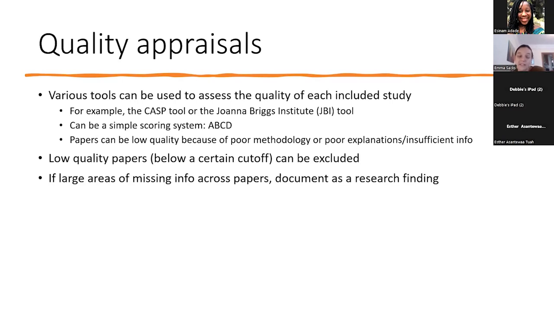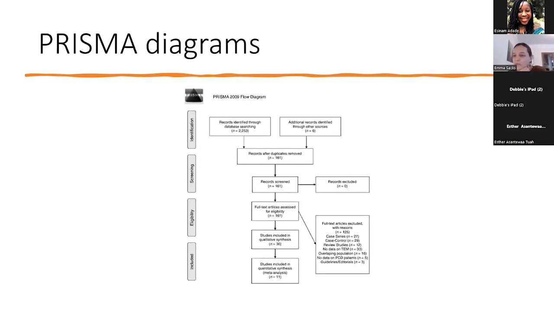In addition, if there are large areas of missing information across the papers, like in the COVID review that I did, something in our extraction form was missing for almost all the papers that we reviewed. That in itself was a bit of a finding, to say authors really aren't reporting on something that we think would be useful. So I just want to show this diagram.